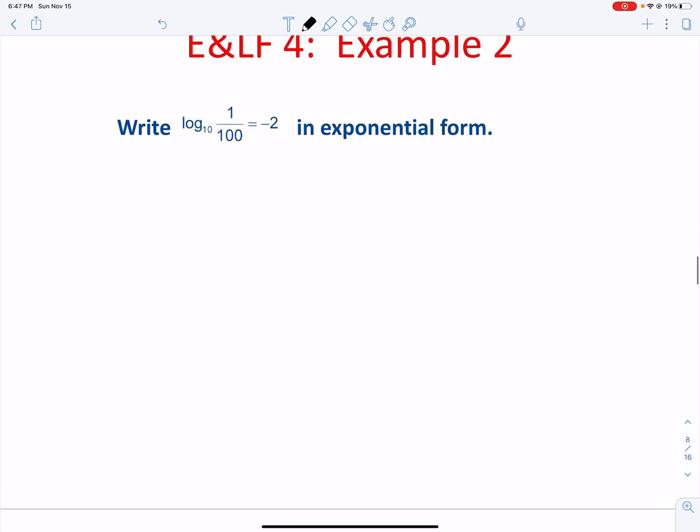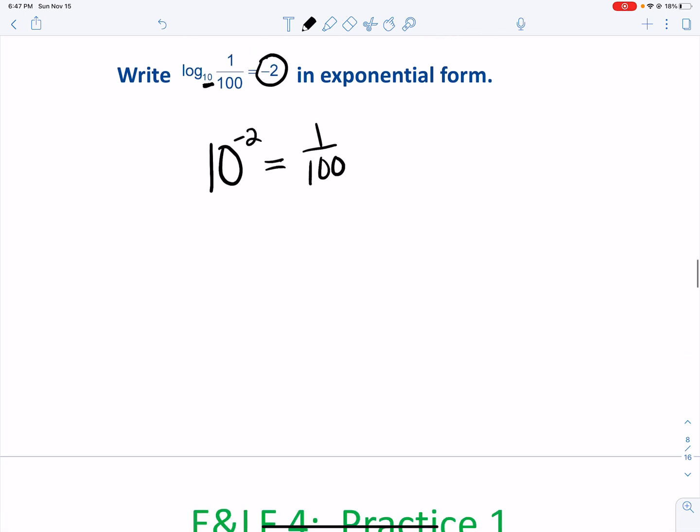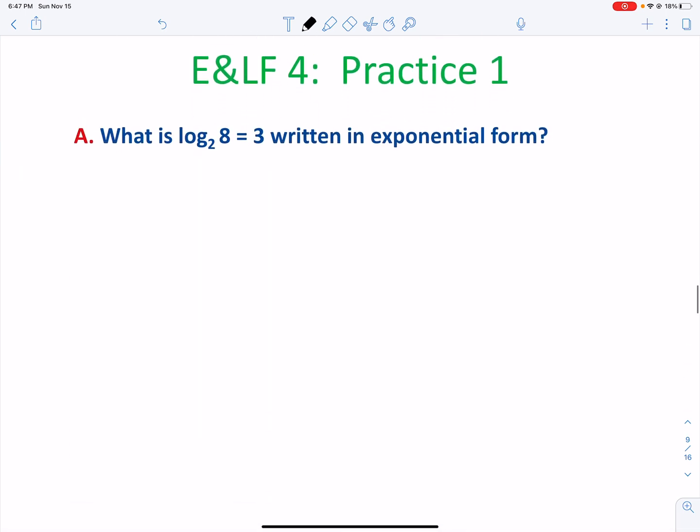Okay, so you would do something like this. The base on the log is the base on your exponent. What your log is equal to is the exponent, and it equals what's inside the log. So 10 to the negative 2 equals 1/100th. So it's writing it in exponential form. Go ahead and practice this one. Pause and practice it. Okay, so the base on the log is 2, so that's the base on the exponent. My exponent's 3. 2 to the third is 8.